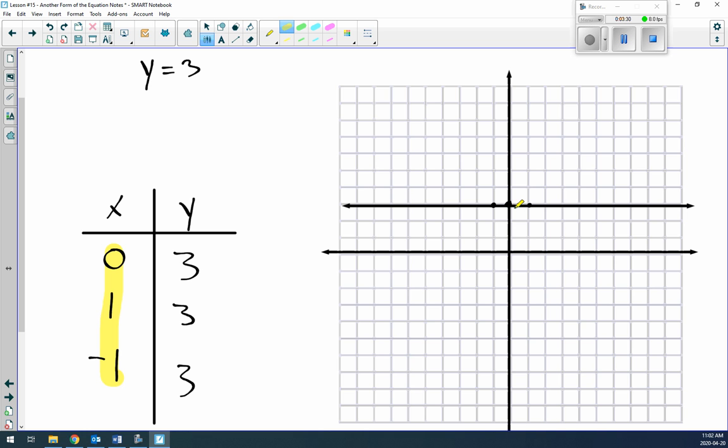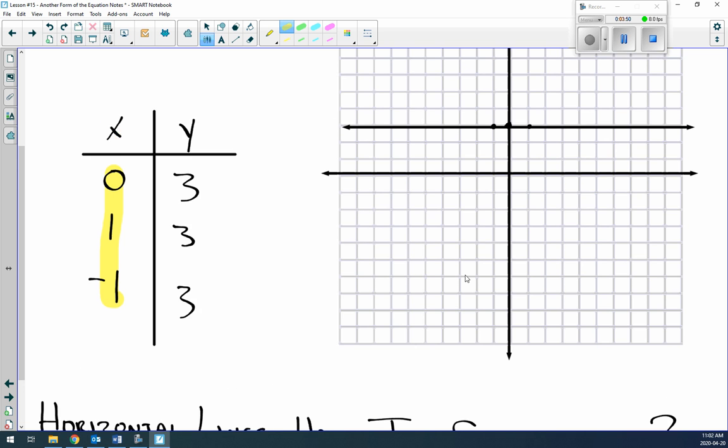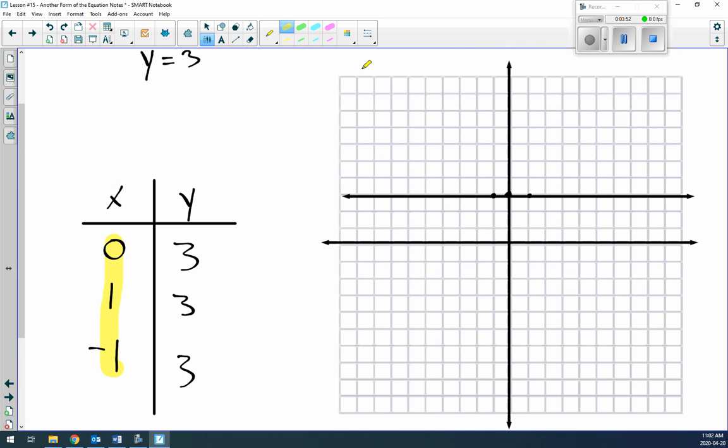So 0, 3; 1, 3; negative 1, 3. Well, that's interesting. It forms a perfectly horizontal line. Okay, so horizontal lines always have the equation y equals something, whatever it happens to be. So for instance, if I had y equals negative 5, you'd have a horizontal line at negative 5. If I had y equals 10, you'd have a horizontal line at y equals 10. Horizontal lines are always in the form y equals.